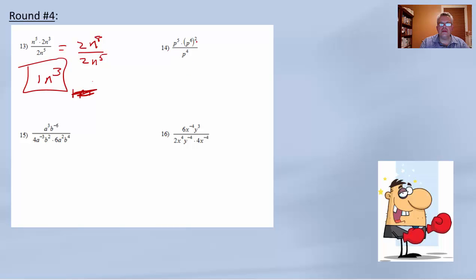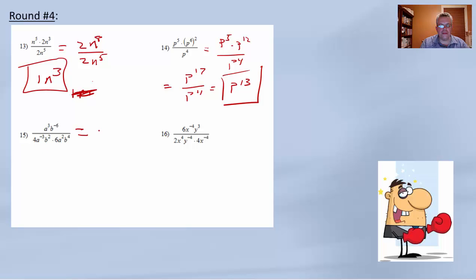All right, same thing here. Wow, we got to do this first. This is p to the 5th times p to the 12th over p to the 4th. That'd be p to the 17th over p to the 4th. And if we subtract, we just get p to the 13th. No negatives.